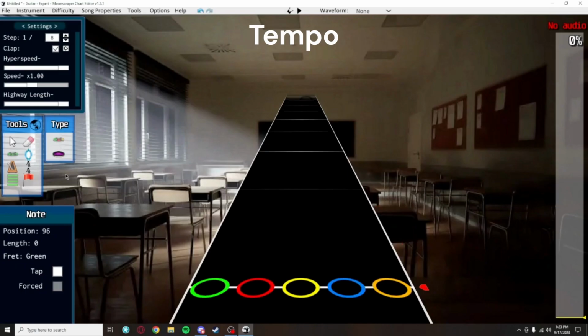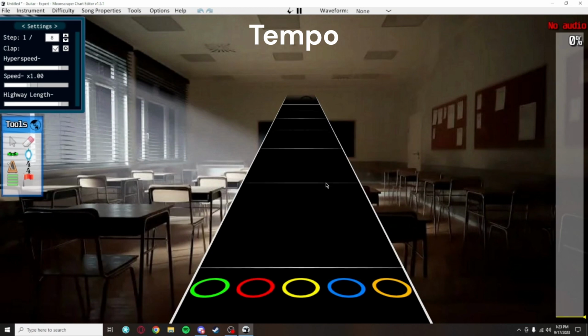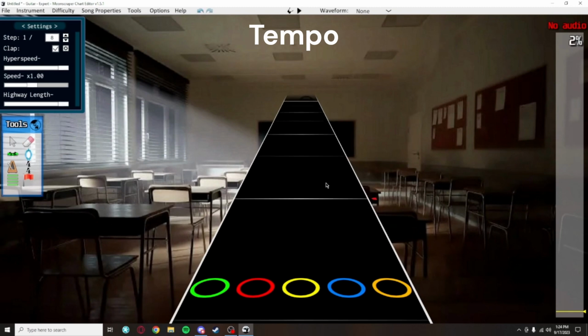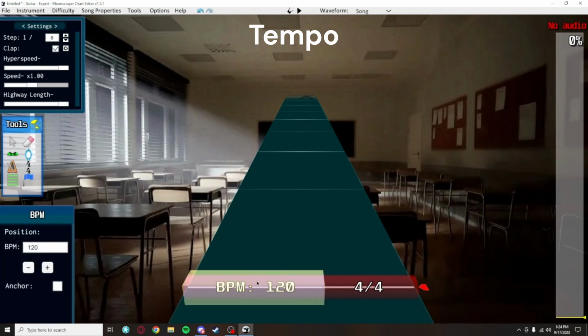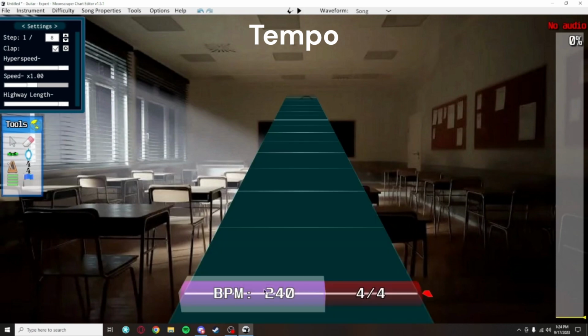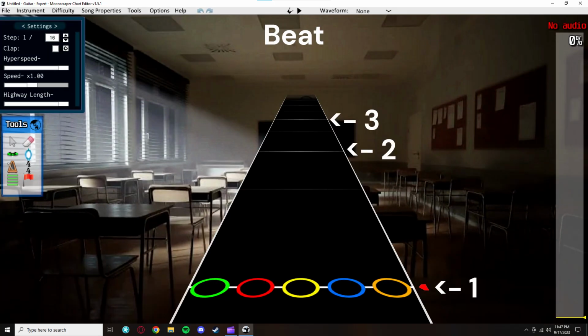Let's go to tempo, also called BPM, and that literally stands for beats per minute, which means that if a metronome is on, each one of these beats, there is 120 of them per minute, literally. So the more you have, the faster it is. So if I make this 240, 240 should be twice as fast. And if I make it like 80, that should be really, really slow. And that's tempo.